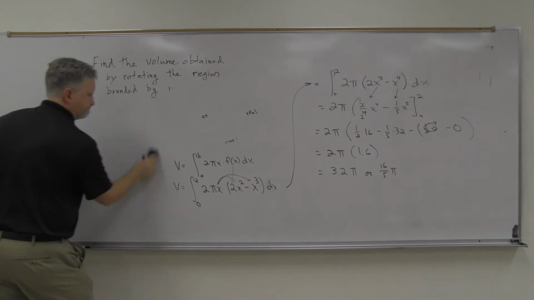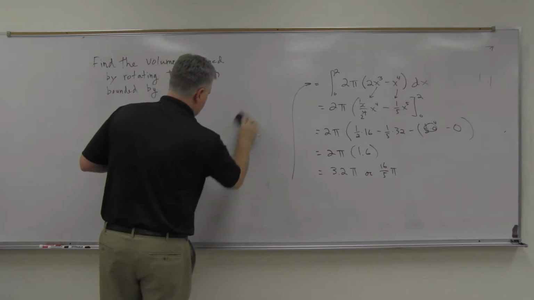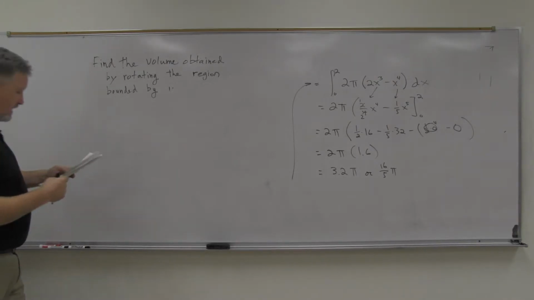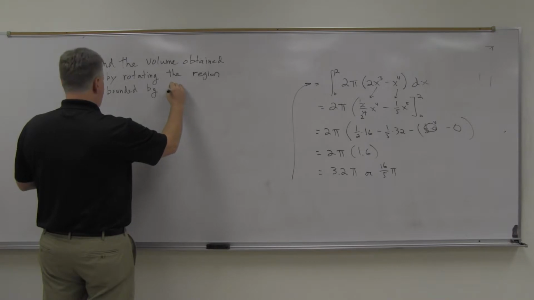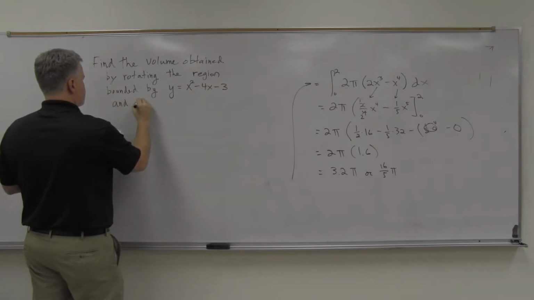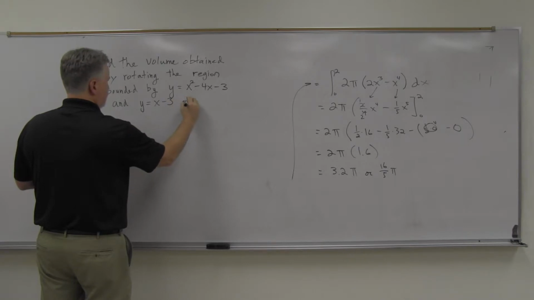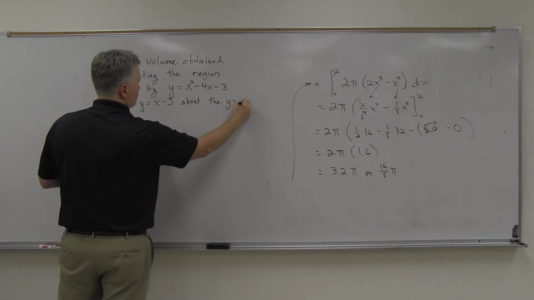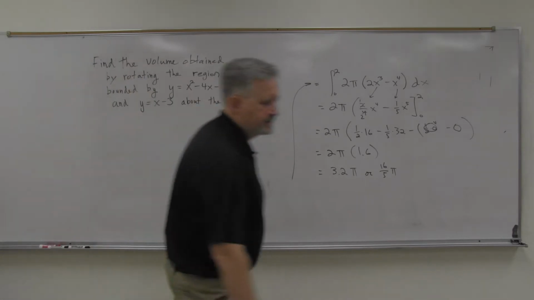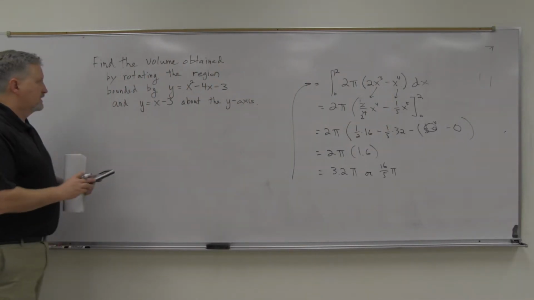All right, let's do another. Find the volume of the region obtained by rotating the region bounded by y equals x squared minus 4x minus 3 and y equals x minus 3 about the y-axis. All right, let's graph that.